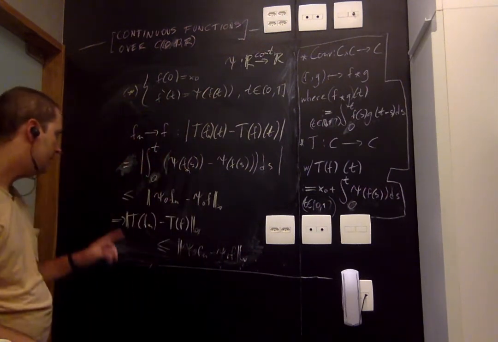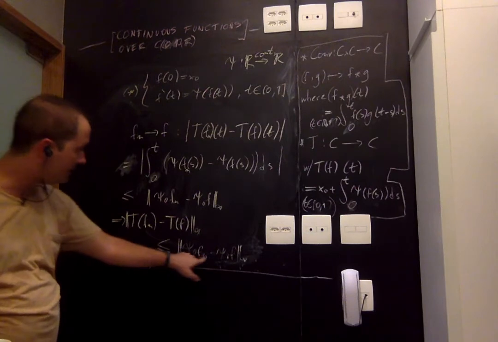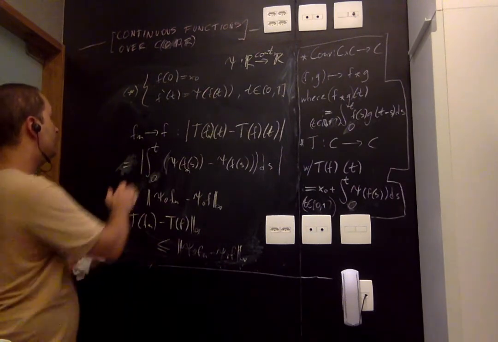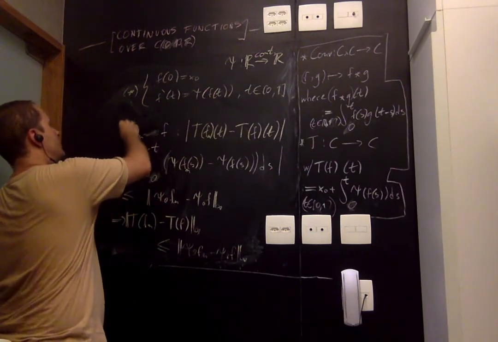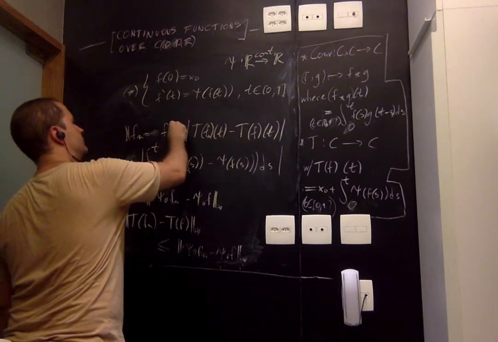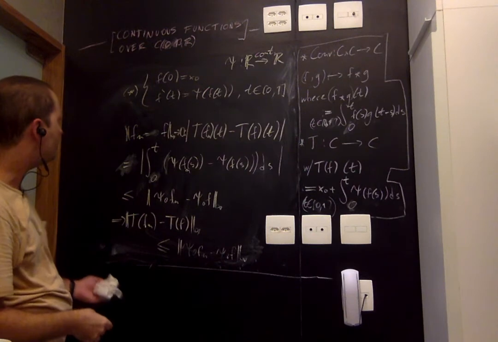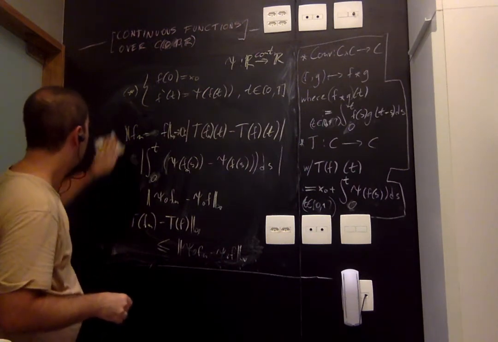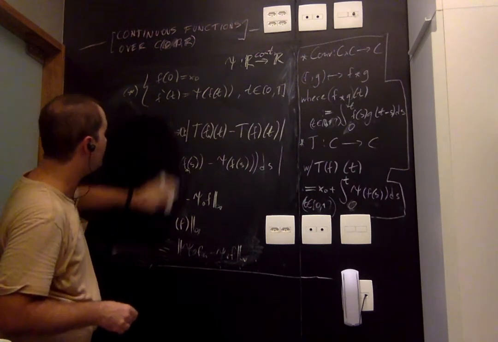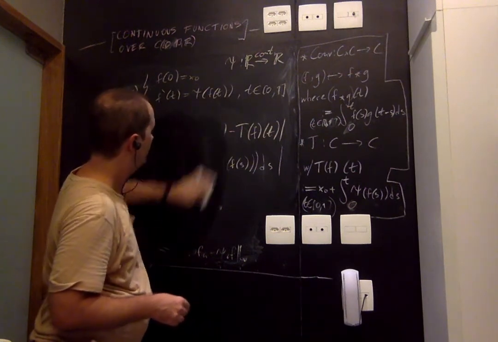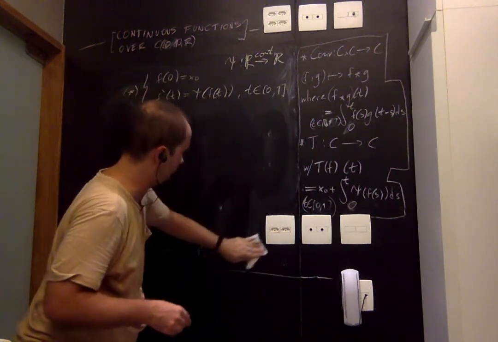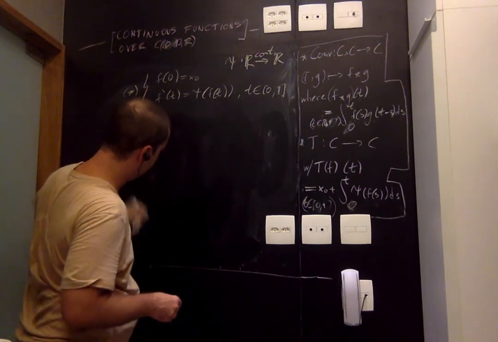Now watch. Now the thing to be done is to prove that this thing goes to 0 if f sub n converges to f. Let me remind you, this is the sup norm. Okay, and how do we prove that? That is a little bit tricky because we need the supremum, right? So I'm going to show it to you.